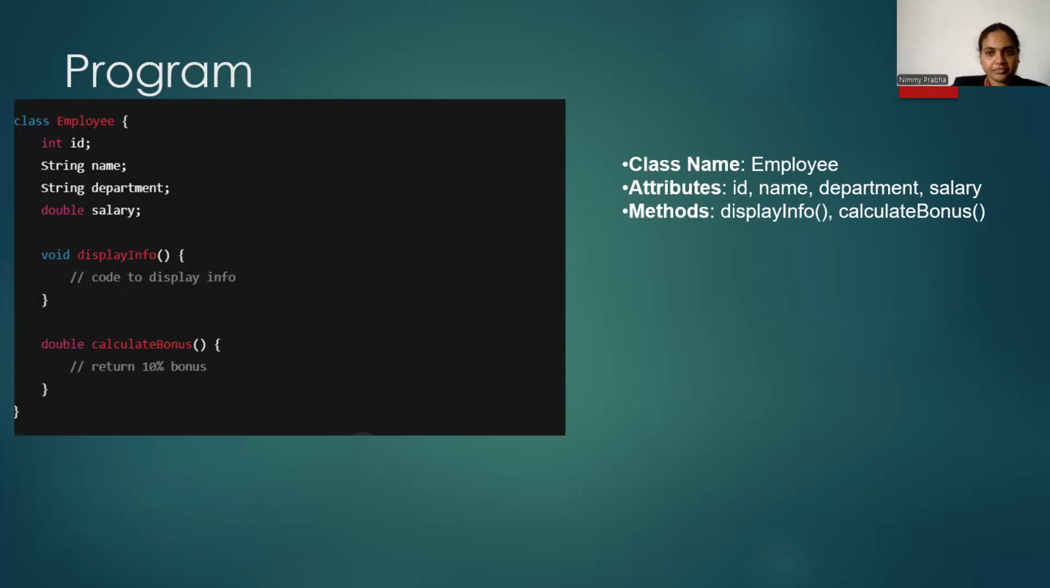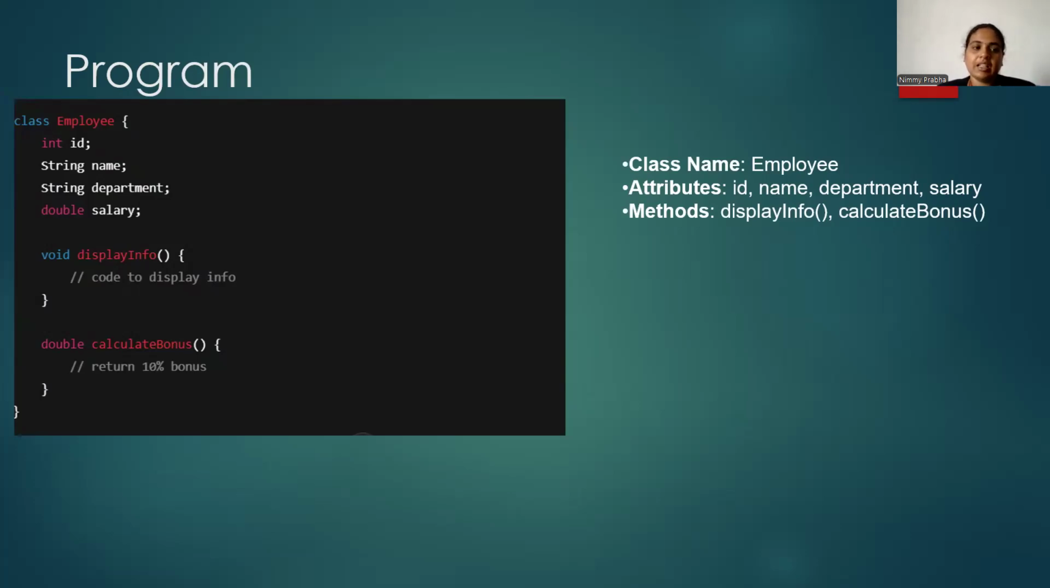What is int? Only an integer value. If my ID is A1001, we have to use a string. String name and string department, and a double salary. These are the data types. We are saving the variable with a particular data type. And there are methods: display information and calculate bonus.